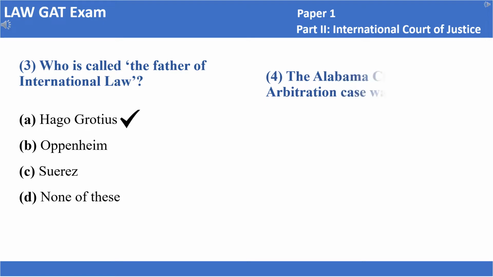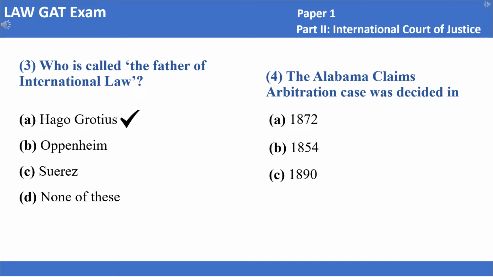The Alabama claims arbitration case was decided in option A 1872, option B 1854, option C 1890, or option D none of these. The correct answer is option A, 1872.